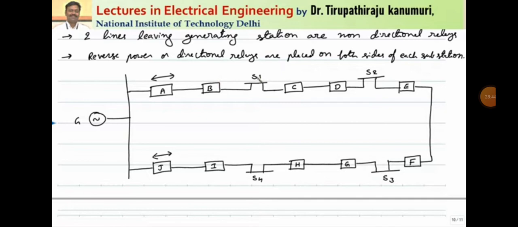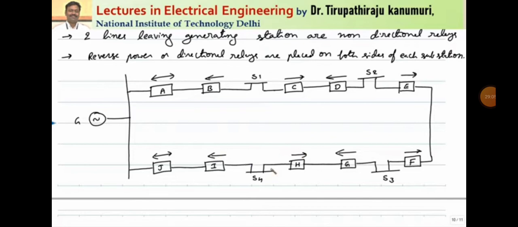That means this is S1. Under normal operating condition, the power is supposed to pass like this. So this side it will be like this, and here the relay direction will be like this. The same thing is the case here. Here it will be like this, and here it will be like this. Similar is the case here. Here it will be like this, and here it will be like this. Similar is the case here.